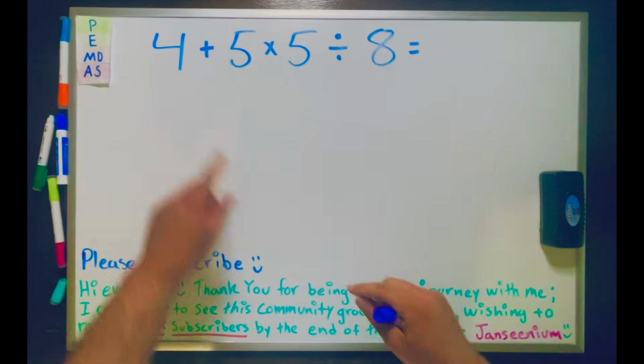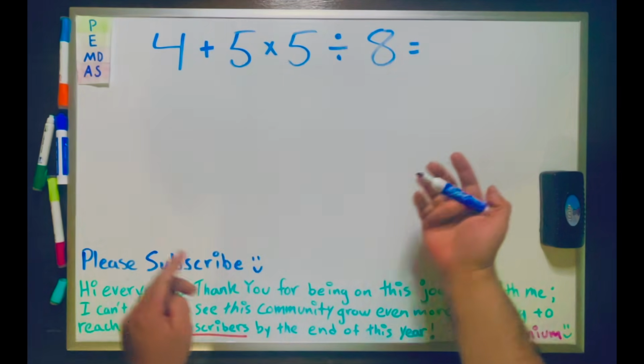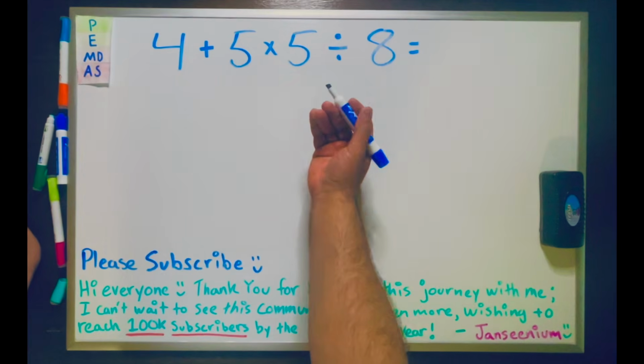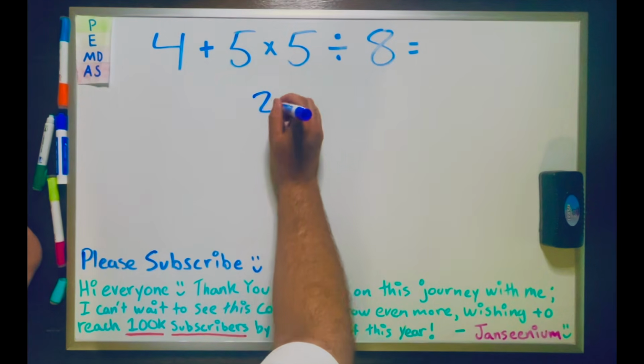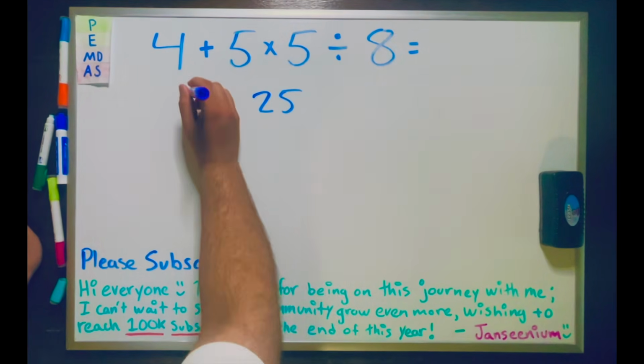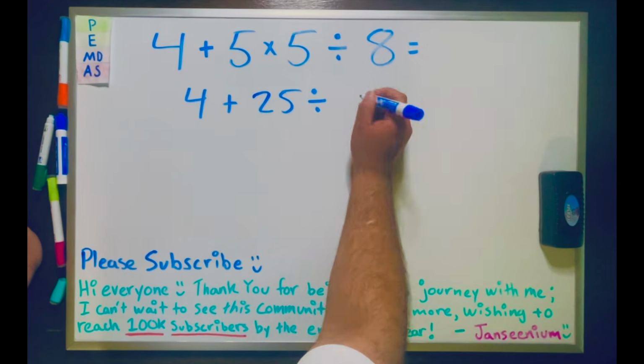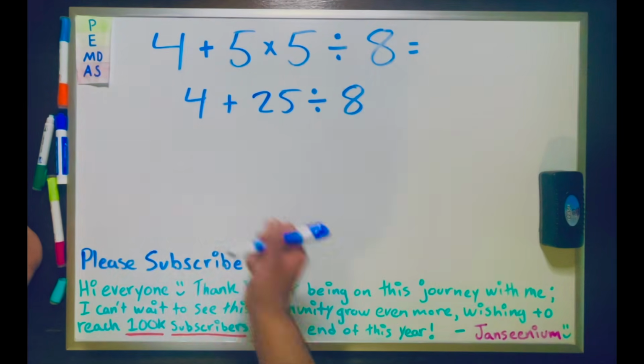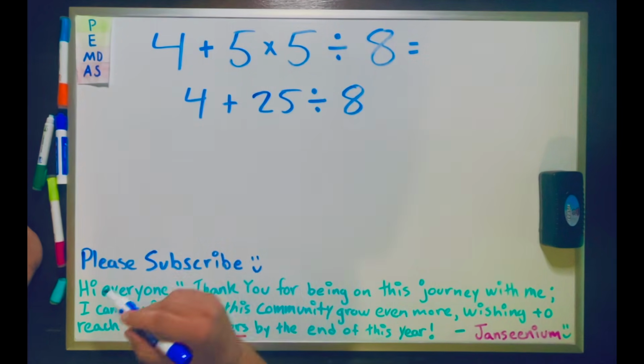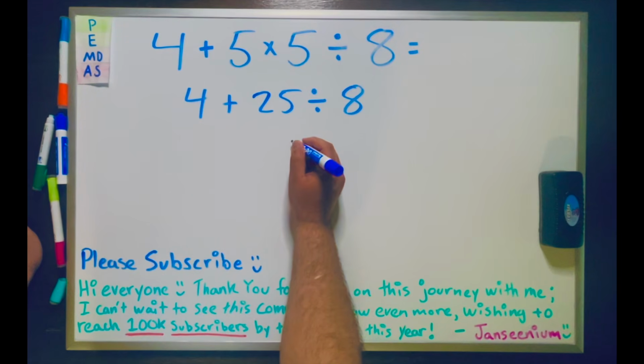Hi everyone, PEMDAS is saying that 5 times 5 goes first. So what is 5 times 5? 25. Good job. Let's bring that 4 plus down, divided by 8. Looking back at PEMDAS, division goes first. So what is 25 divided by 8?